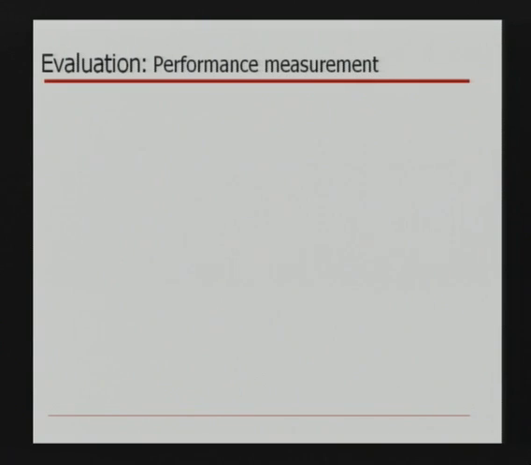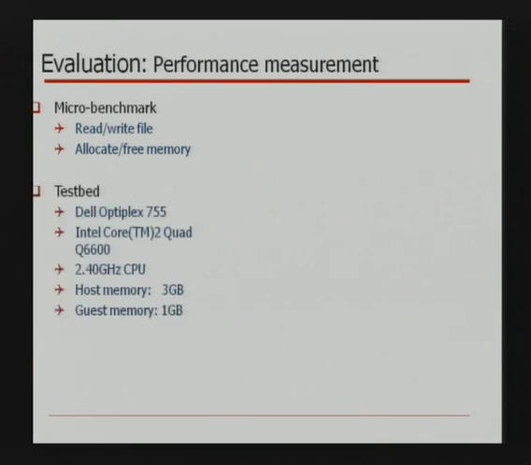Then we need to measure the performance overhead of our framework. We have implemented a micro benchmark. This benchmark is used to read and write files and allocate and free memory. We will run it 1,000 times to measure the performance. The testbed is a Dell Optiplex 755 with an Intel Core 2 Quad 2.4 gigahertz CPU. We allocated 3 gigabytes for the host memory and 1 gigabyte for the guest memory.